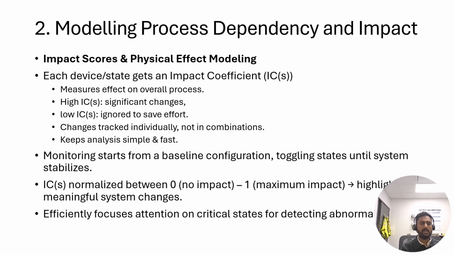Scaphy doesn't compare combinations of different states together. It just looks at the impact of each state by itself, so the analysis stays simple and understandable. The scoring starts with all devices set to the same starting point, and if any state is switched, it is tracked until the system behavior settles down. The impact scores are adjusted so that they fall between 0 and 1, making it clear which states are most important. This approach helps identify meaningful changes. It avoids wasting attention on insignificant processes. It also keeps the monitoring system simple and understandable.